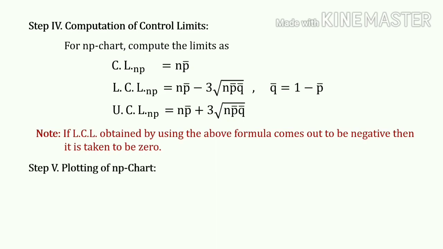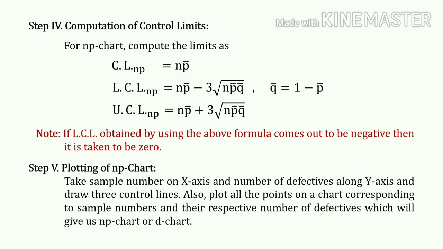Next step, plotting of NP chart. Yes, we have to take sample number along the x-axis and number of defectives along the y-axis on a graph paper which contains horizontal x and vertical y axes, and we have to draw three control lines, that is central line CL NP, lower control line LCL NP, and upper control line UCL NP. After drawing these three control lines, we have to plot a point against the sample number with respect to their number of defectives, which will give us an NP chart or D chart.